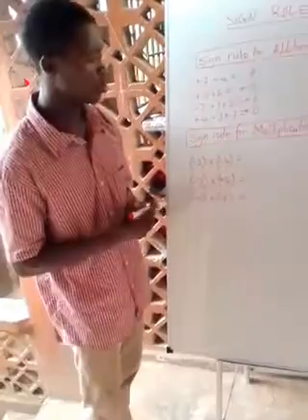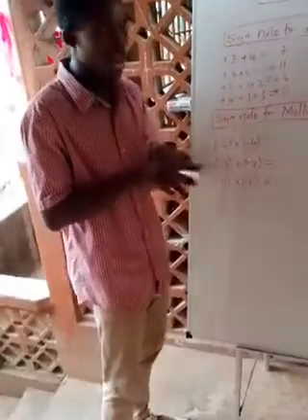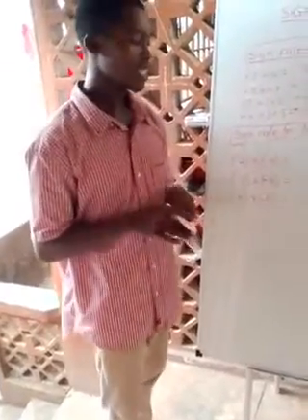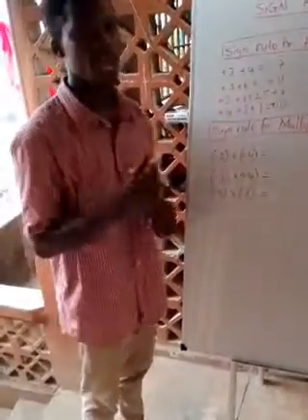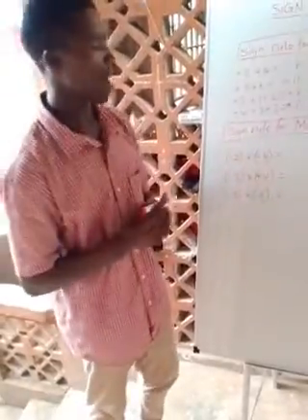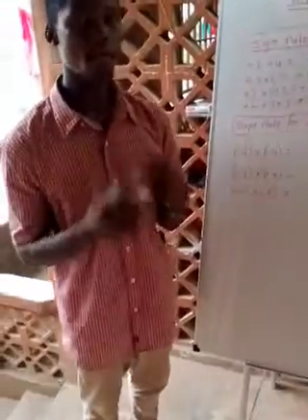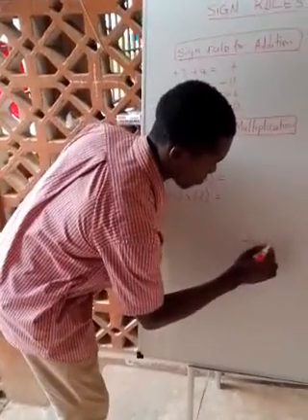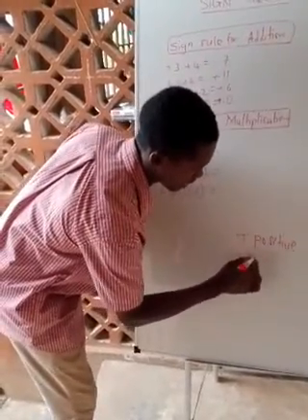The multiplication rule of sign says that while multiplying two or more numbers, if the signs are the same, then your answer will be positive. If they are different, your answer will be negative. What do we mean by positive? Positive means plus, and negative means minus. This is what we call positive, and this is what we call negative, which means minus.